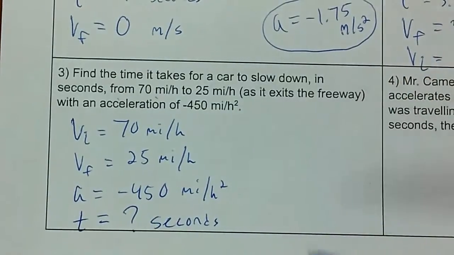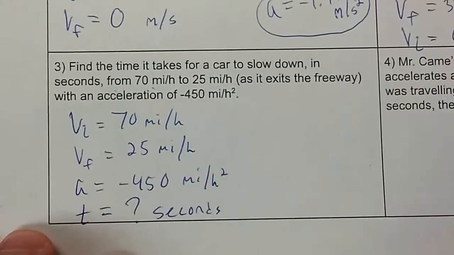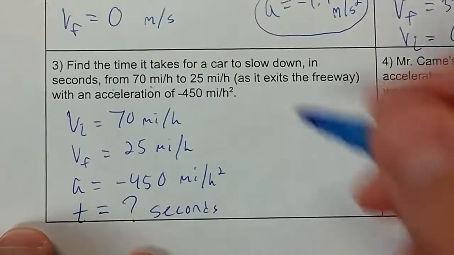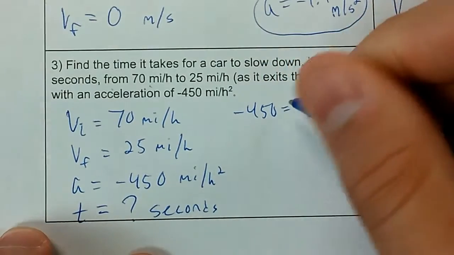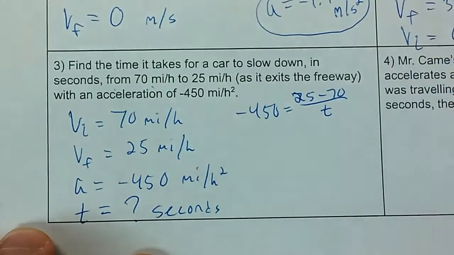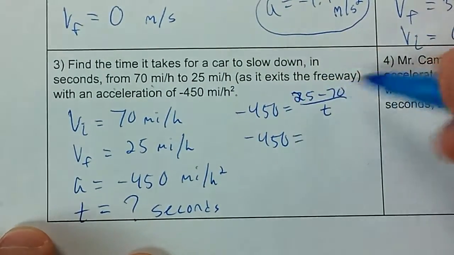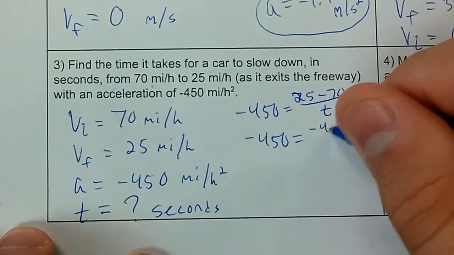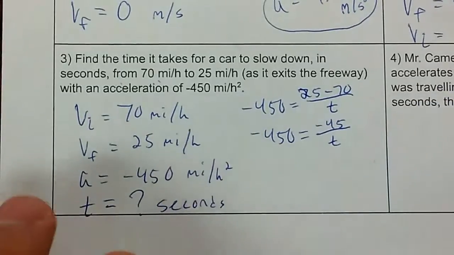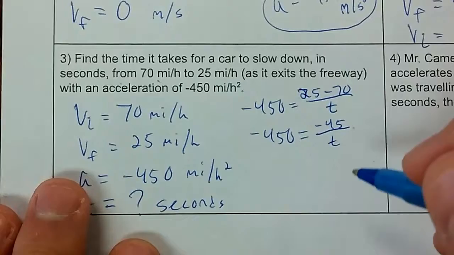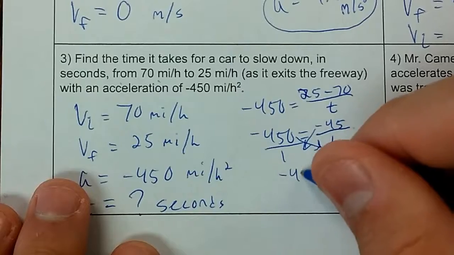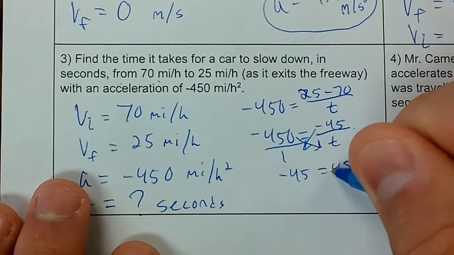So when we find our time after we calculate here, we're going to have time in hours, so we'll have to convert it afterwards. It makes sense that our acceleration is negative, remember, because we are slowing down from 70 to 25. Plug in the numbers you know. So you're going to have negative 450, 25 minus 70 is a negative 45 over t. Remember we have the variable in the bottom, or the denominator? You have a couple different options. First, you could multiply both sides by t and then divide by 450. Or you can cross multiply like a proportion. Negative 45 equals negative 450t.